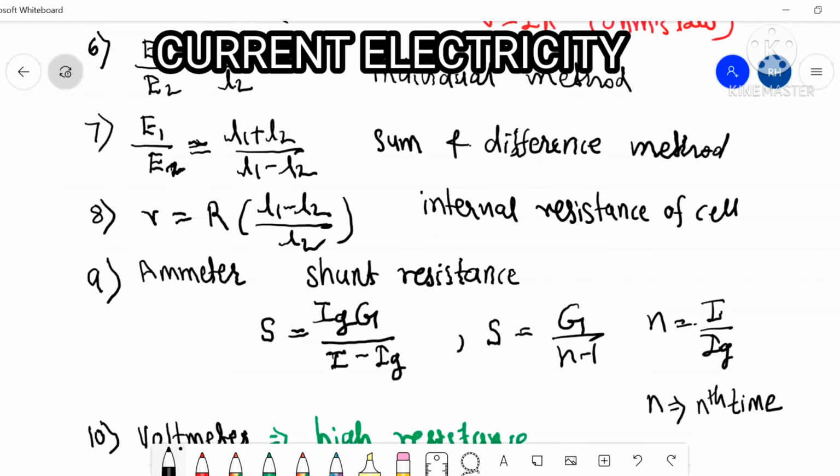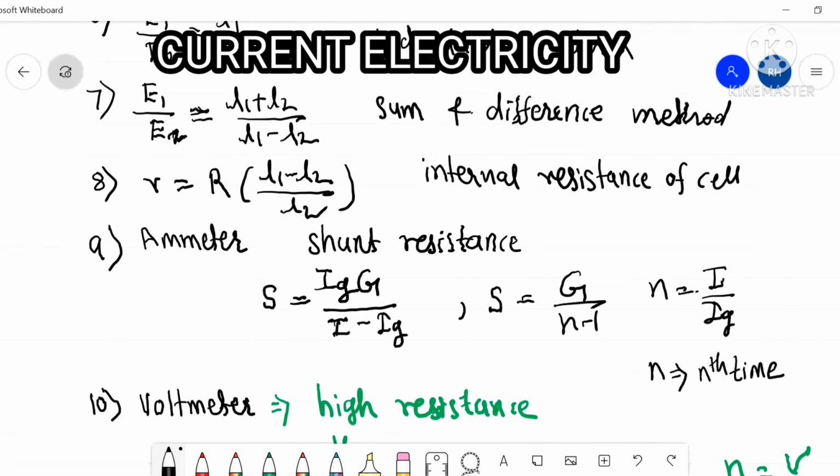Okay, next one, the ammeter. Means in the current electricity topic, again there is the word ammeter. In ammeter, we are always finding the shunt resistance. Is it right? We are finding the shunt resistance, and at that time we'll write the formula: S is equal to Ig into G upon I minus Ig. The formula is very simple. Now here again, if the word shunt resistance is not there but the word ammeter is there, still you write this formula.